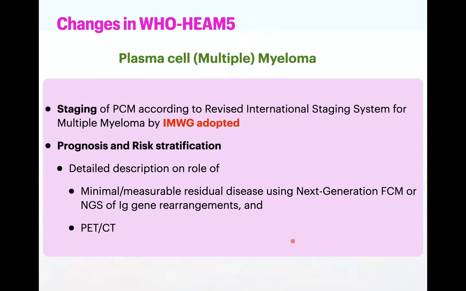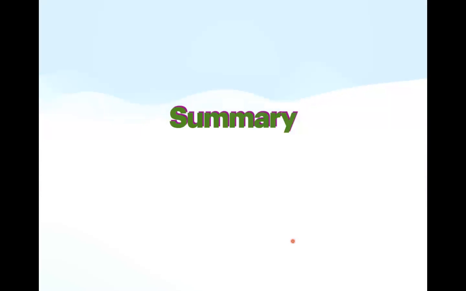In case of plasma cell myeloma, the staging is adopted according to the International Myeloma Working Group, and the prognosis and risk stratification is also updated, and a detailed description has been provided on the role of MRD using next-gen flow cytometry or NGS of immunoglobulin gene rearrangements, along with PET and CT. So all these investigations have a role in describing the prognosis and risk stratification of this myeloma, and the staging based upon the International Myeloma Working Group is adopted.